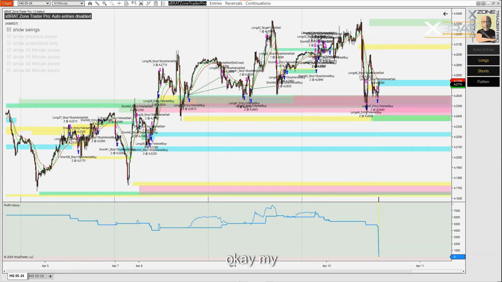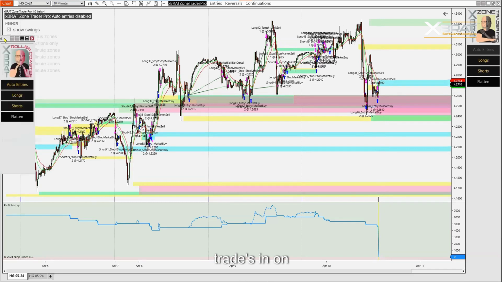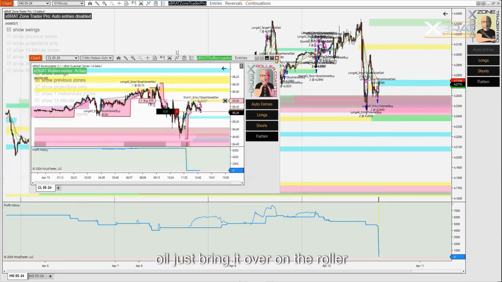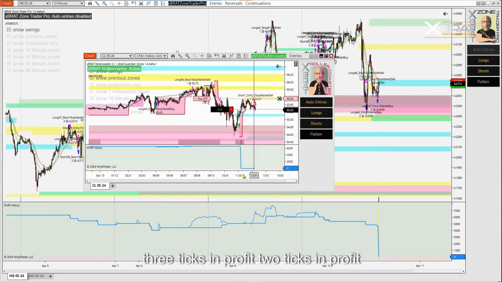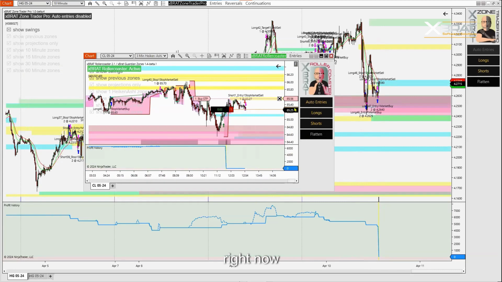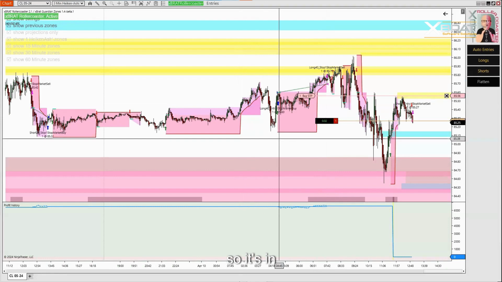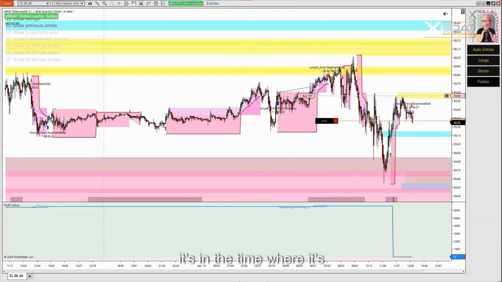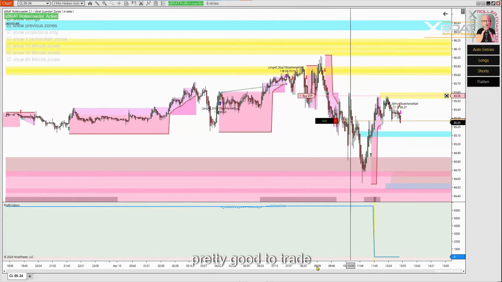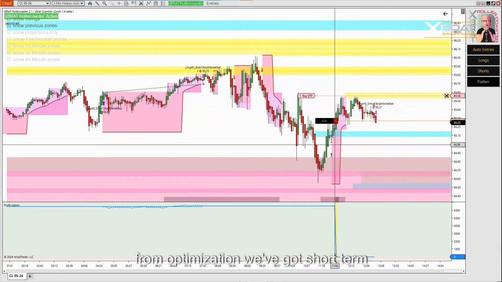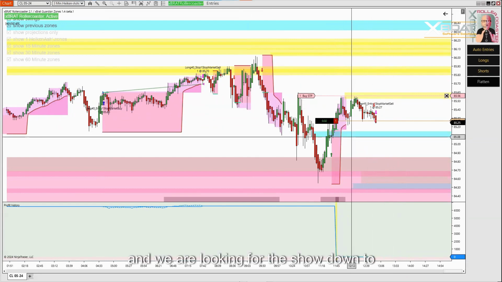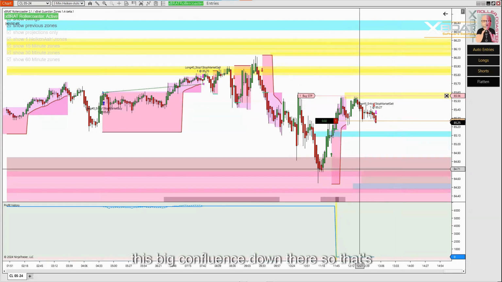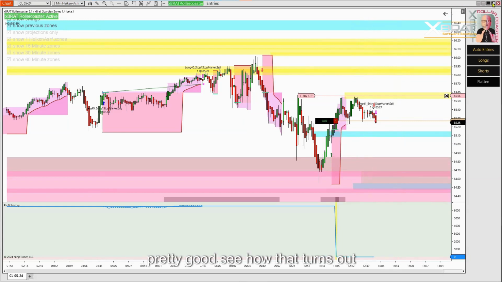Okay, my trade's in on oil. Just bring it over on the roller coaster that we optimized earlier today. So the short is in, 3 ticks in profit, 2 ticks in profit right now. This is really a good looking trade actually. So it's in the time where it's pretty good to trade from optimization. We've got short-term resistance up there. It's bounced off there, and we are looking for the short down to this big confluence down there. So that's pretty good. See how that turns out.